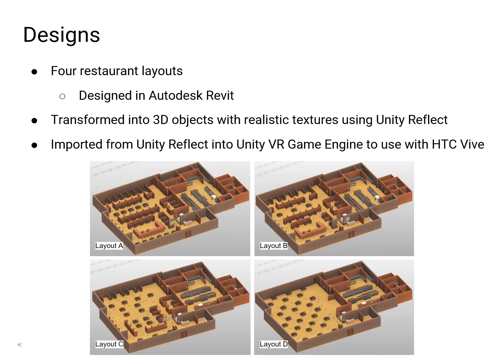For our design portion, we've created 4 restaurant layouts using Autodesk Revit. These layouts consist of 1 original and 3 alternative designs. With the use of Unity Reflect software, we transformed these layouts into 3D objects that are ready for VR while preserving the textures of the models. Finally, we imported the Unity Reflect file into Unity's VR environment to use with our HTC Vive VR headset.